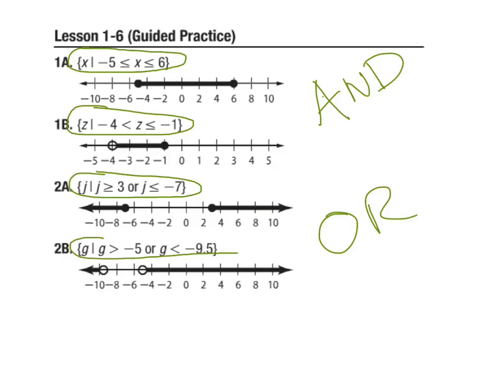Okay, so you should be familiar with both, and I do want you to note how they did the set builder notation for the or ones. They literally put the word or in there, right? For 2A it says the set of all numbers j such that j is greater than or equal to 3 or j is less than or equal to -7. So it's not really anything out of control. There's no major difficulty there, I don't think. No surprises, just the word or stuck right in there. So hopefully we did okay with the guided practice.